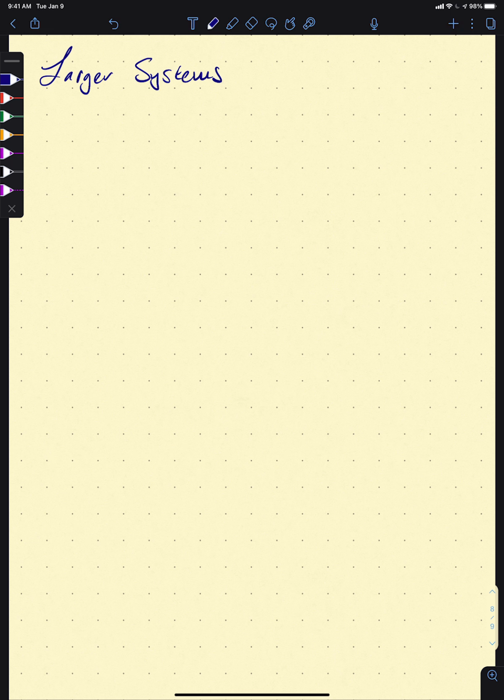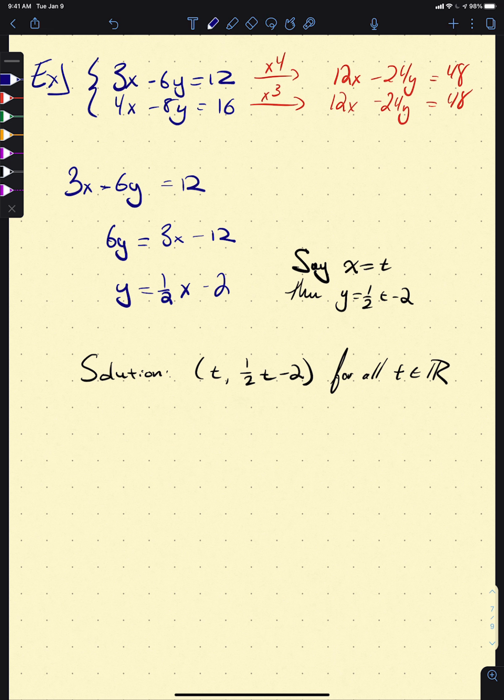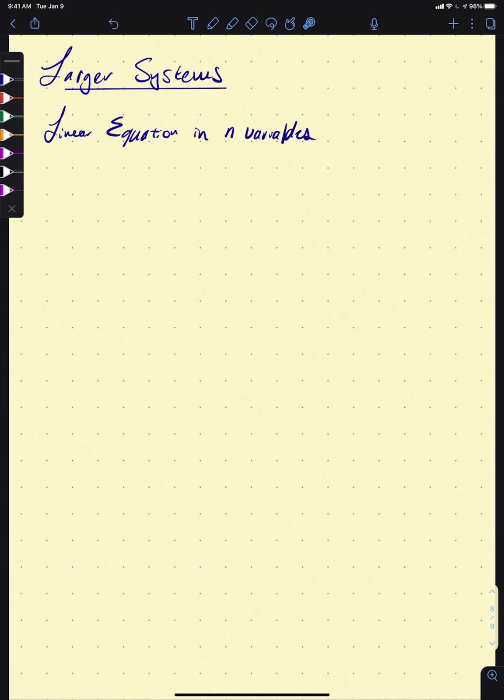So the first thing that I want to expose you to is a linear equation in n variables. What a linear equation in n variables is, it generalizes what we've been talking about, right? You might have a linear equation in one variable, say 5x plus 1 equals 3, or you might have a linear equation in two variables, something like this guy here.